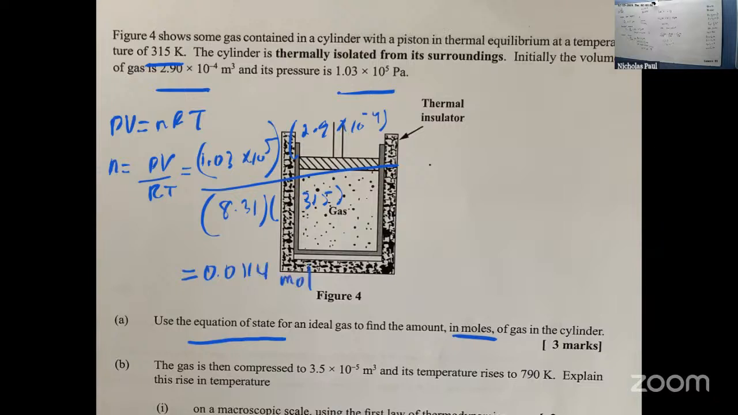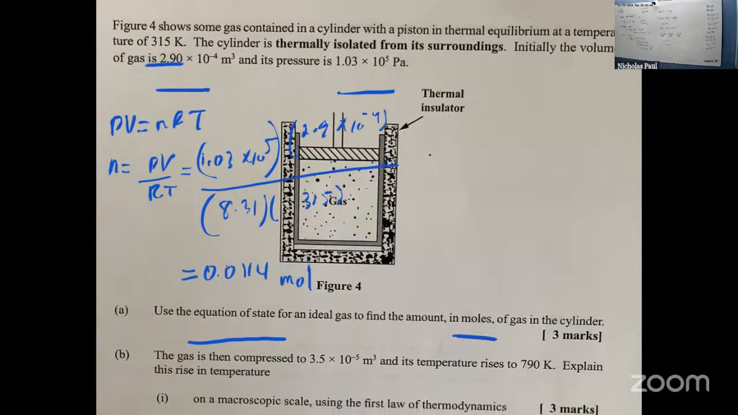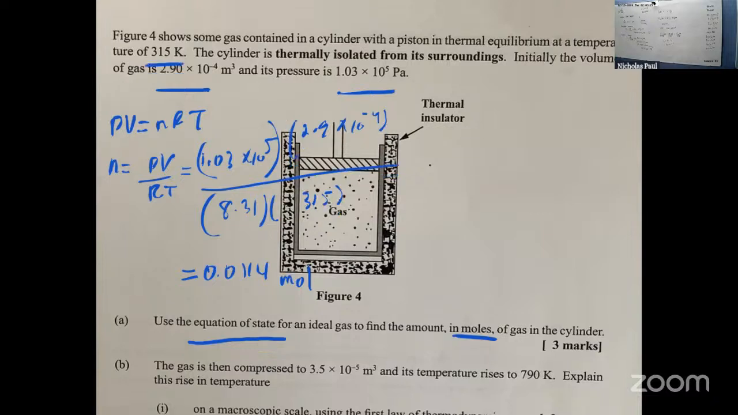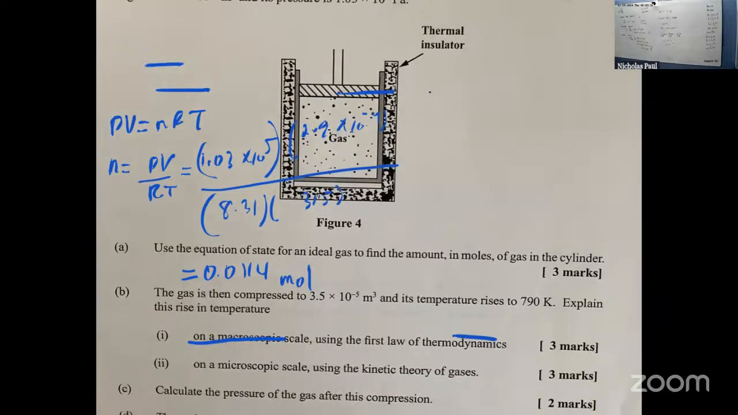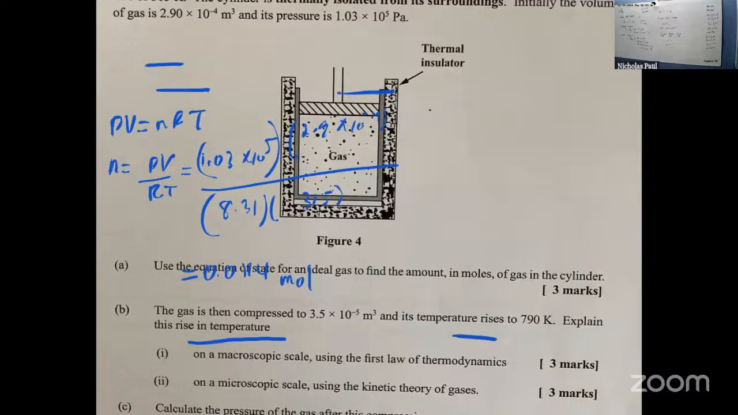Here's what they want now. They said that the gas is then compressed to 3.5. That means they compress the gas so the volume is smaller. Everybody okay with that? But here's what happened: the temperature rises to 790. Explain on a microscopic and a macroscopic level. Macro is where you use the first law of thermodynamics. Micro is where you use kinetic theory.